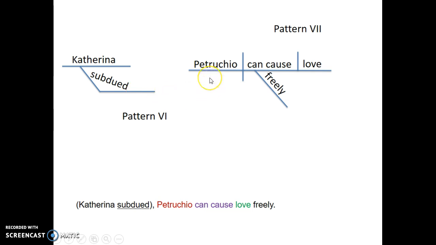And now we can get to the main part of the sentence, which we know how to diagram. It's fairly straightforward. Petruchio is our subject. Can cause are the verbs. Cause what? Cause love is the direct object, and freely is the adverb telling us how. So subject, transitive verb, direct object makes it a pattern 7.